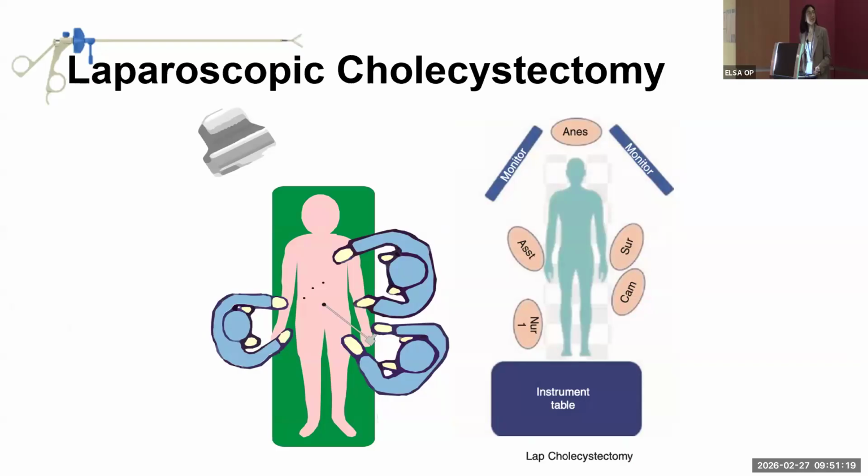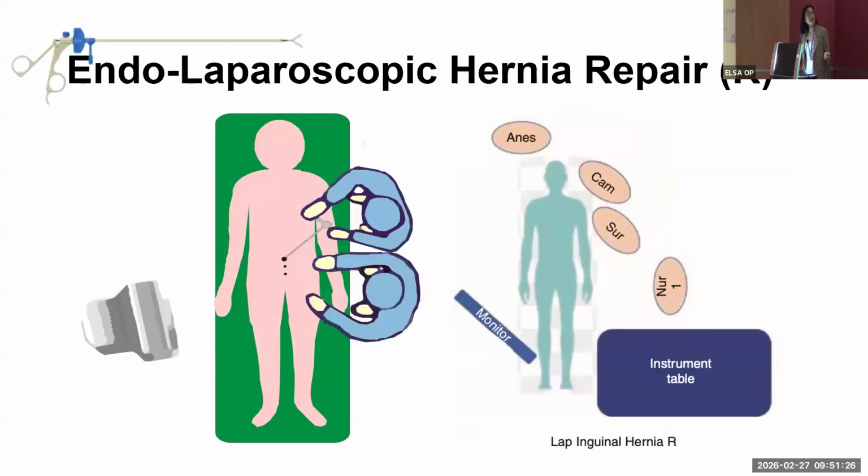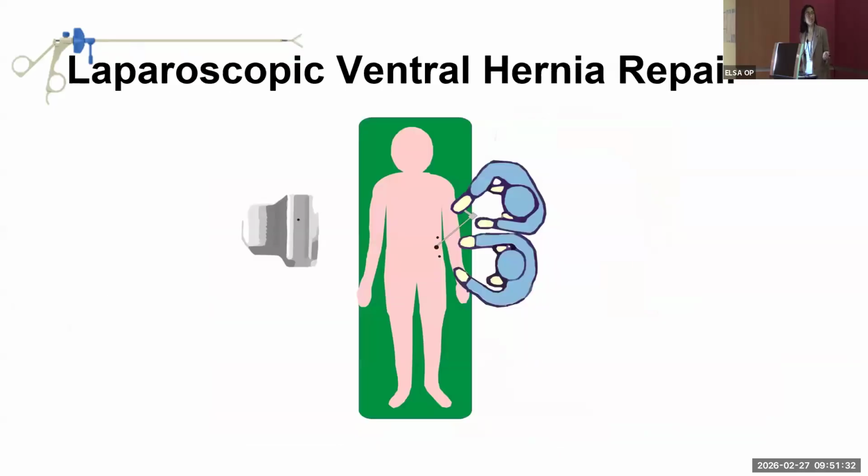So here's another example, for appendectomy. Since the target field is here, your surgeon is here, with the cameraman next to the surgeon as well. And for hernia repair, for doing the right hernia, surgeon on the left, cameraman next to the surgeon.